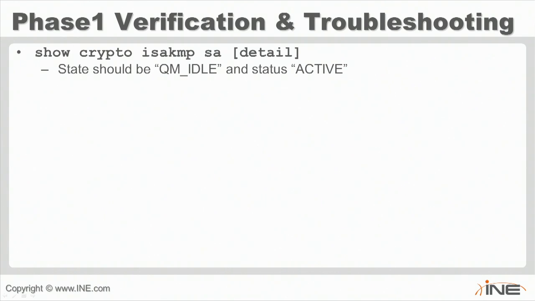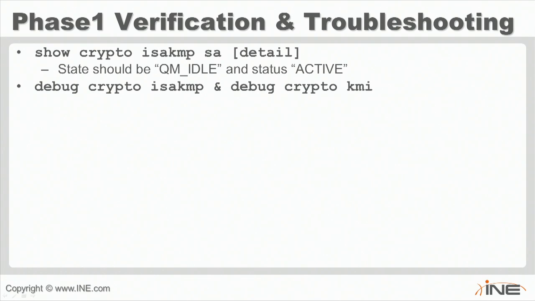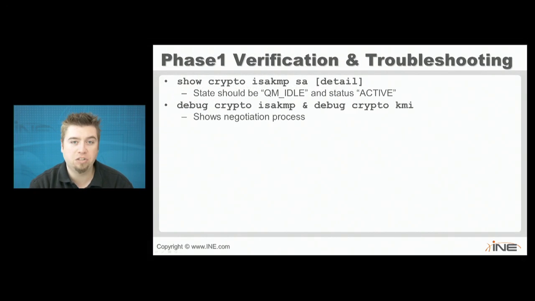Now, if we see that it is not QM_IDLE, the debug that we're going to look at is either debug crypto ISAKMP or debug crypto KMI, which is for the key management. This is going to show the step-by-step negotiation process. This is one of the debugs that I'm going to walk through step-by-step and show exactly what the different pieces mean through the negotiation, and how we can use this to figure out where exactly the problem is in the negotiation process, and is it on the initiator or is it on the responder? Because depending on which end of the connection you're looking at, the sender or the receiver, the debug output is going to be a little bit different.